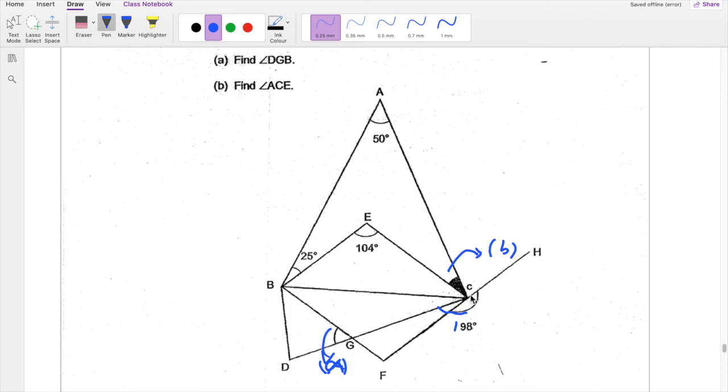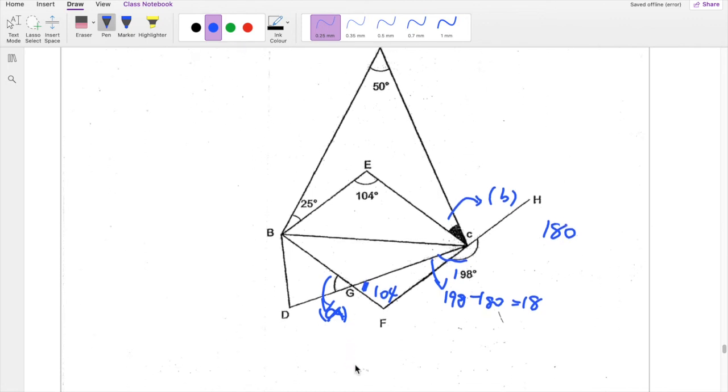Well, we see that it is a parallelogram. So if this one is 104, then we know that this is 104, right? And we know that HCF is a straight line. A straight line means 180 degrees, right? And we know that this angle is 198. Then we know that this angle is 198 minus 180, which is 18 degrees, right?